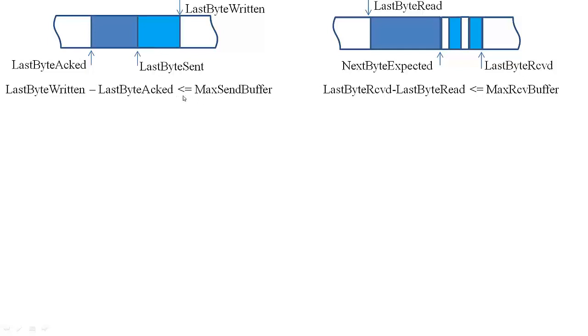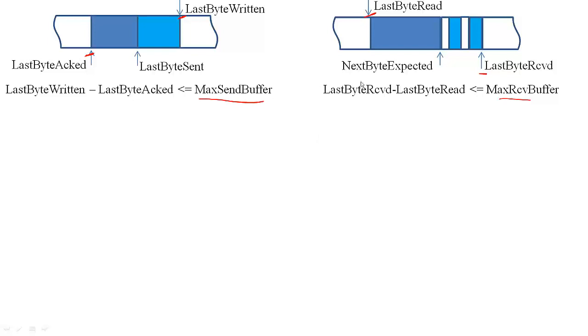So here we need to ensure at the sender side that the last byte written minus the last byte acked is always less than or equal to max send buffer. And similarly at the receiving side, you need to ensure that the last byte received minus the last byte read is always less than or equal to the maximum receive buffer. If you don't ensure these, you're going to overflow these buffers.